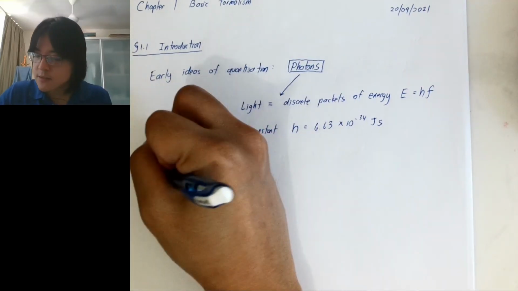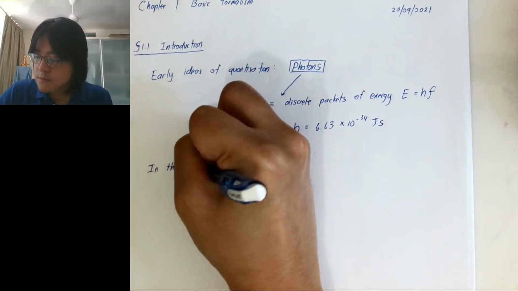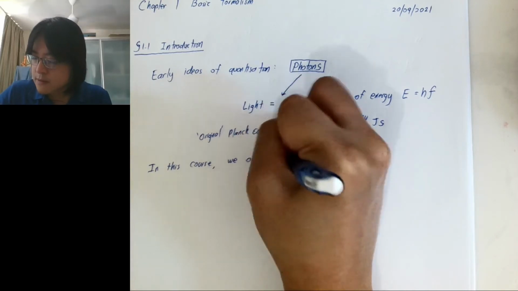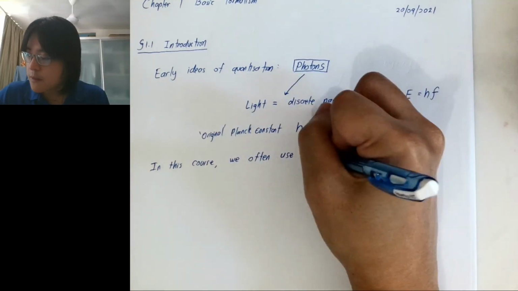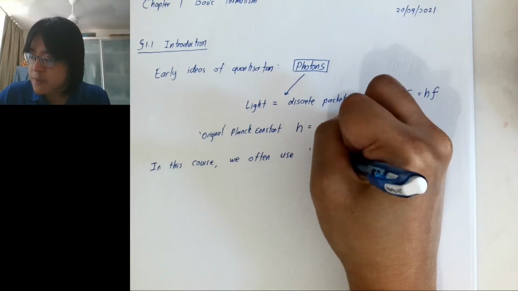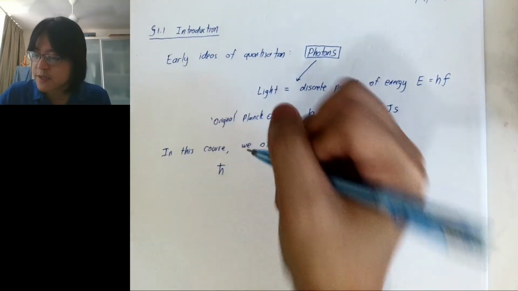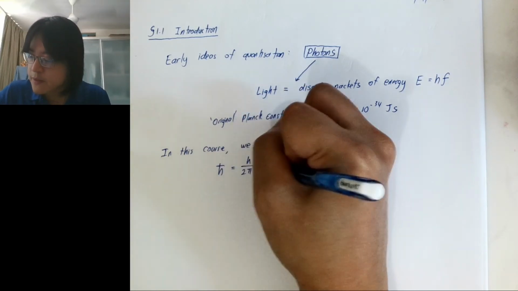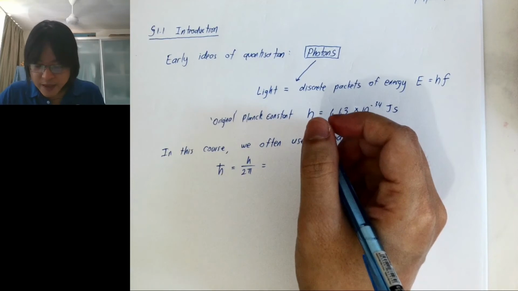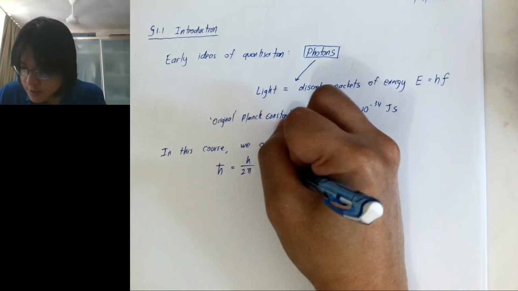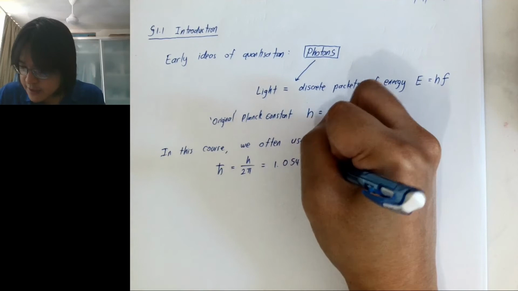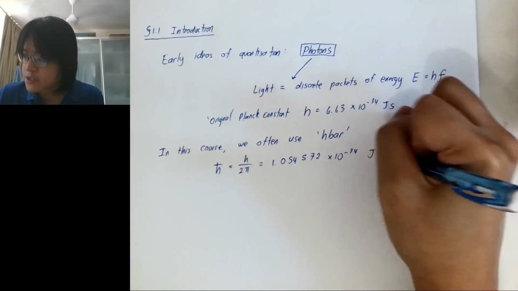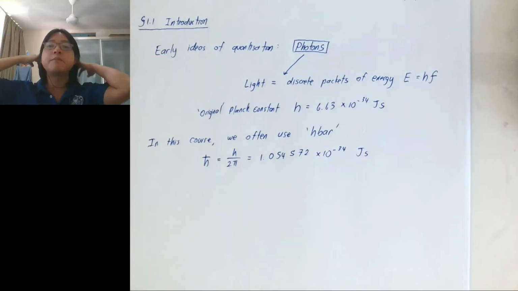So in this course, we often use this one instead. It's pronounced h bar, because we write h with a bar across it. It's just h divided by 2 pi, right? So numerically, the value, let me check, is 1.054572 times 10 to the minus 34. It's just the previous number divided by 2 pi. So it's joules per second. That is the unit for h bar.